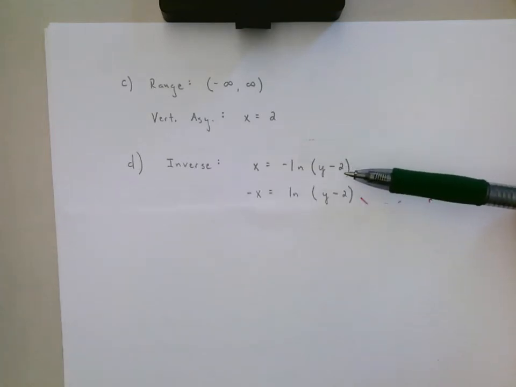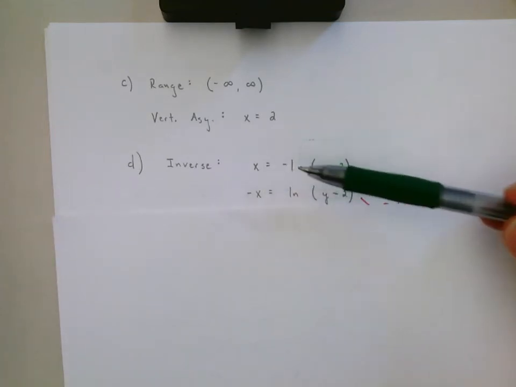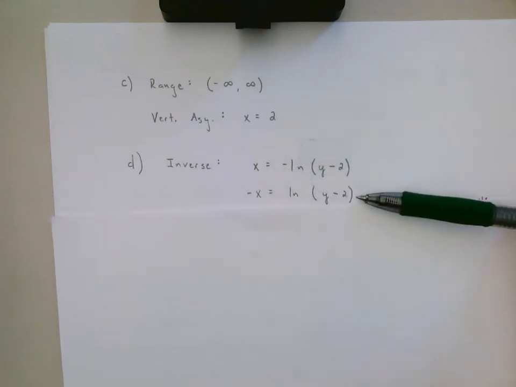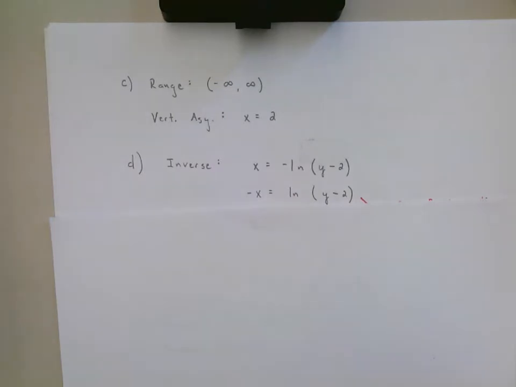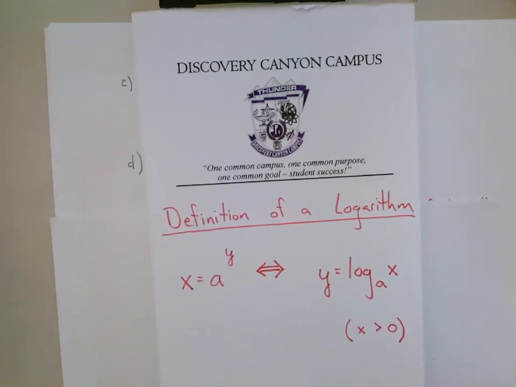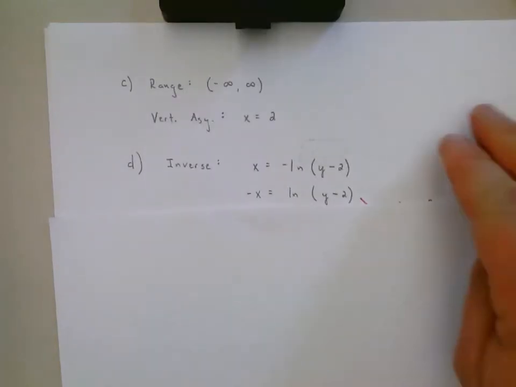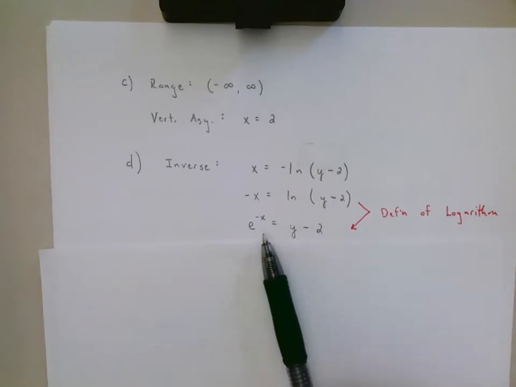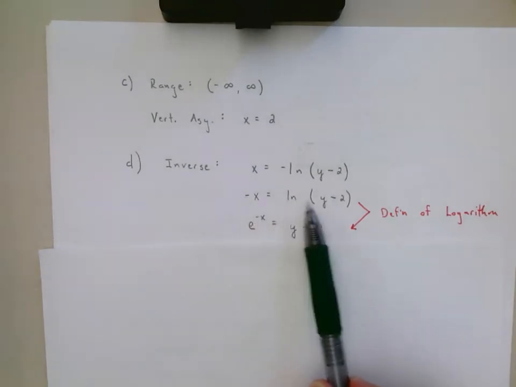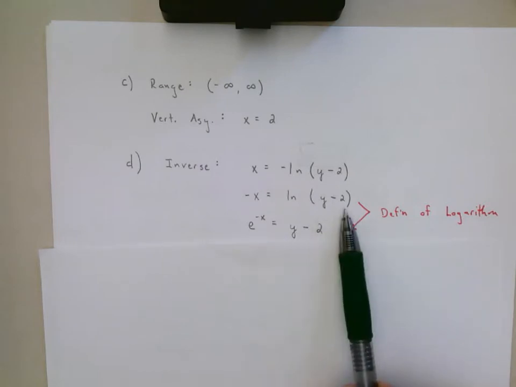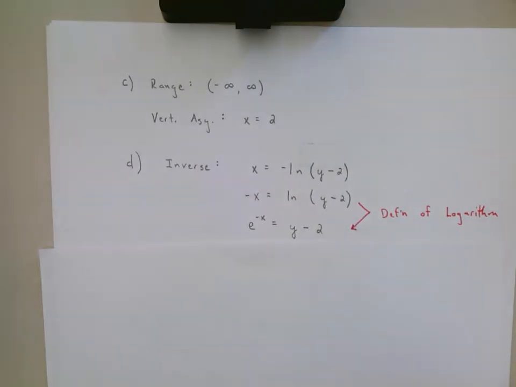So what I'm going to do, I'm going to multiply both sides by -1. That gives me negative x equals the natural log of the quantity y minus 2. And then it's time to go back to our definition of logarithm, which keeps popping up over and over and over again, and rewrite this in the equivalent format. I know that the negative x equal to the logarithm means that negative x is the exponent that goes on the natural base to produce y subtract 2.